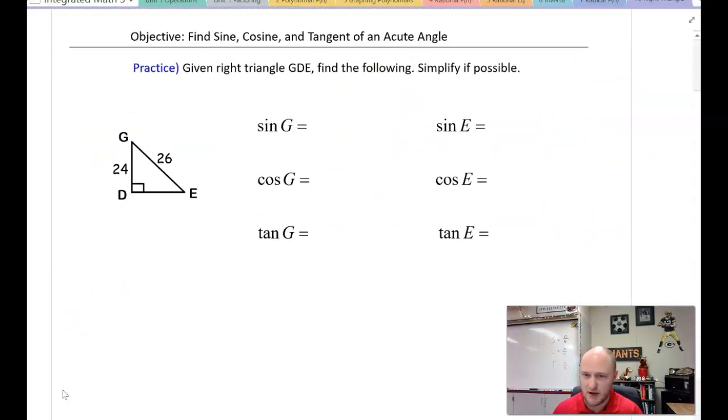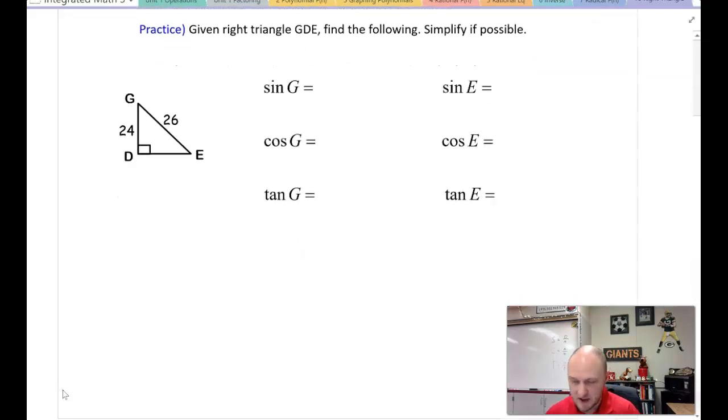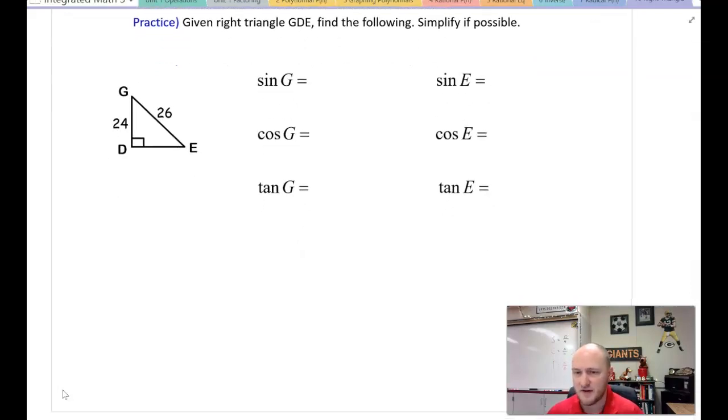Okay, here is a practice problem. Please pause the video, go ahead and find these values. You're going to have to first, again, find this side here. So I'll pause the video and then I'll actually help you find that in a second.